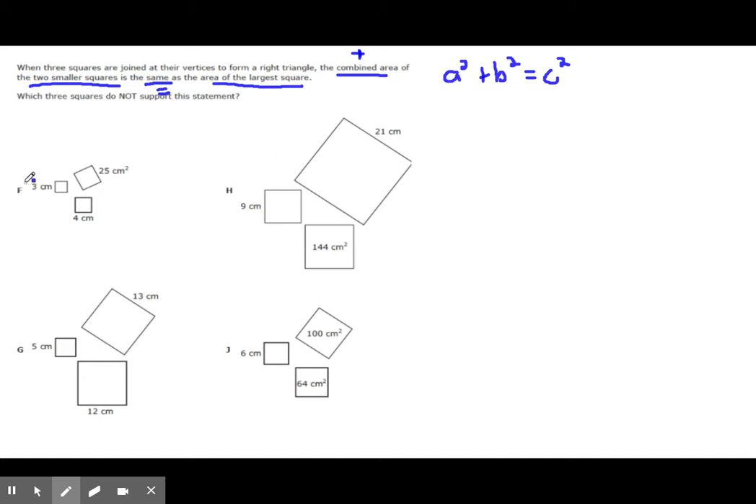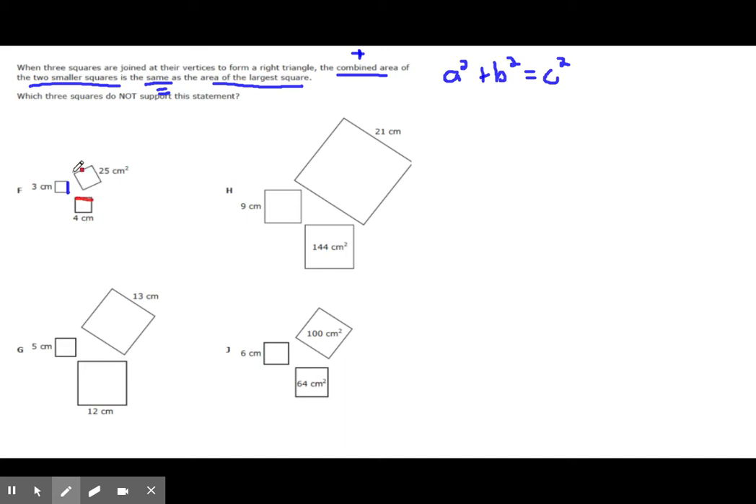So if I start with answer choice F, if I look here, there is a small square, here's a medium-sized square, and here's a larger square. So let's look at what information it's giving us about each square. On this smaller square, it says 3 centimeters. That's my side length, right? It's saying one of these sides is equal to 3 centimeters. If I look at my medium square, this says 4 centimeters. Again, that's my side length. It says one side of this square is 4 centimeters.